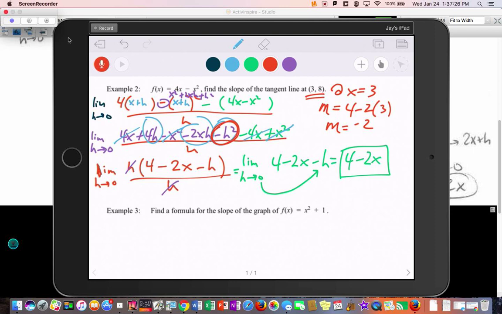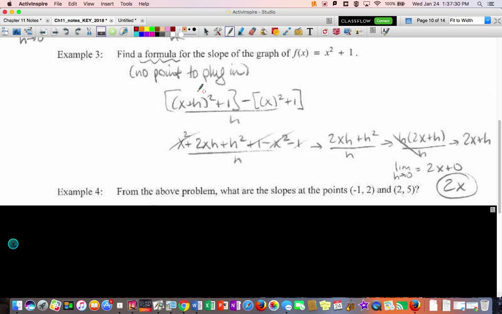All right, so let's go over and look at example 3. All you're going to do is put x plus h in there. And so I put x plus h into the x squared. Don't forget about this plus 1. I really don't need these brackets. Then you say minus all of the function. So it's x squared plus 2xh plus h squared. Don't forget about the plus 1. And then you distribute negative x squared and negative 1.